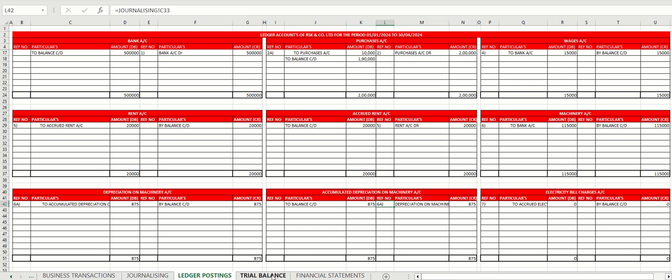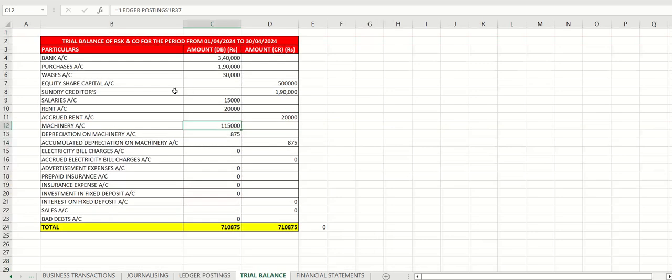Now let's move to the trial balance phase, and we'll try to understand how the balances are required to be updated for this particular business transaction. See, depreciation on machinery account 875, accumulated depreciation on machinery account. We are creating 875 in the trial balance. The trial balance should match up, because there shouldn't be any difference between debits and credits, as we have been following the double entry system of bookkeeping.